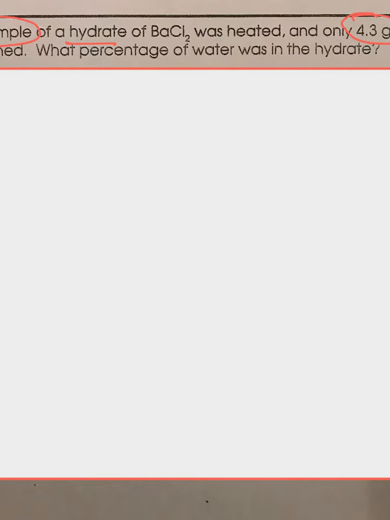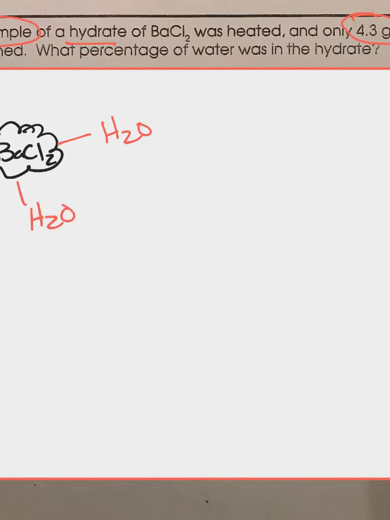So let's draw it in a picture so you can really see what we're talking about. We'll draw our little cloud, and in our cloud we have our barium chloride, and it's got waters attached. I have no idea how many waters are attached, but I'll just draw 3. It's just because we have waters attached. Now, it's telling us that this whole thing, the waters and the barium chlorides, are all going to weigh 5 grams.